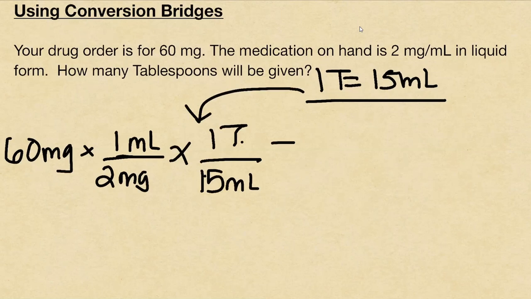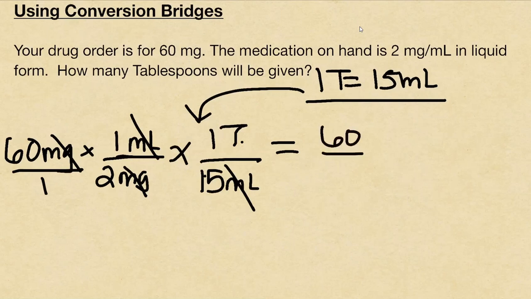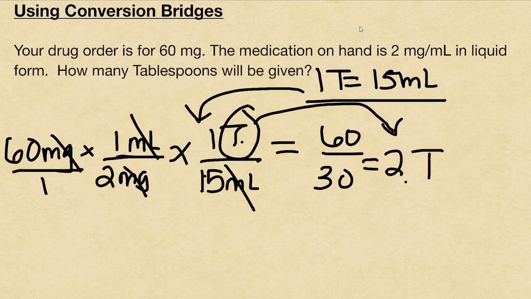And now I can just cancel, cancel, cancel, cancel, and then multiply across. Let me put my little placeholder 1 up there for you guys. So that would be 60 over 30. And my remaining unit is a tablespoon. So just drop that over here. So I would end up with 2 tablespoons is what that animal will be given. And that's how you do your conversion bridges.